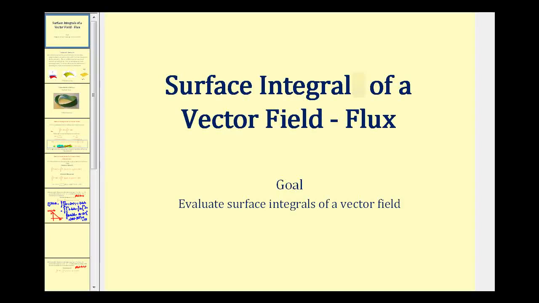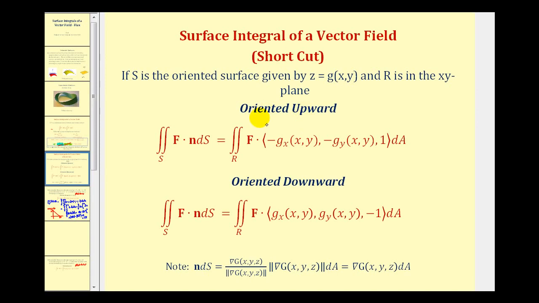Welcome back to part 2 of surface integrals of a vector field. In part 1 we talked about if S is an oriented surface given by z equals g of x and y, and R is in the xy plane, the orientation of the surface affects how we evaluate the surface integral as a double integral over the region R.